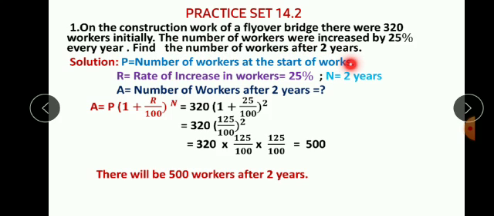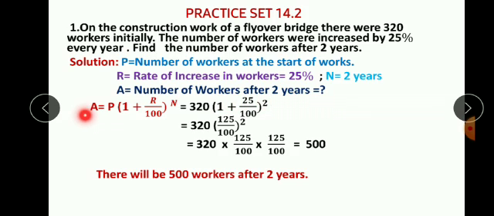So here what is given? P is given. P is equal to what? Number of workers at the start of work. How many workers were there at the starting? It is 320. Then R, we know, rate of increase in workers, that is 25%. Then N is equal to what? For how many years? 2 years. And A is equal to what? Number of workers after 2 years. That we have to find.